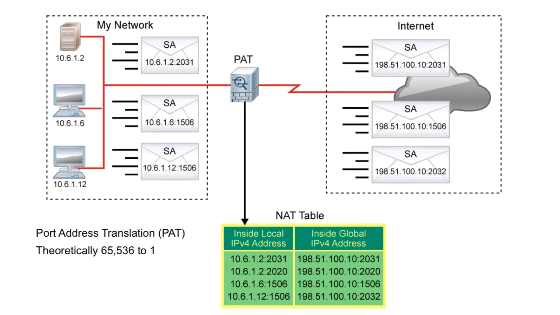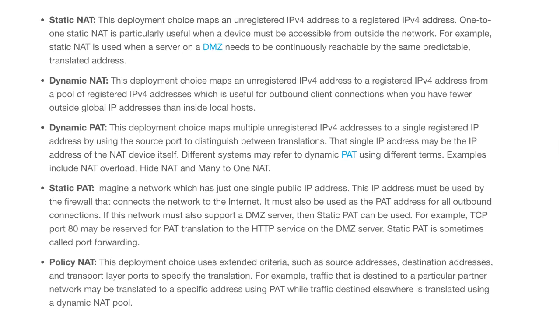NAT requirements will vary from situation to situation. The Cisco ASA supports a variety of NAT deployment modes depending on the requirements. Here you can see 5 unique deployments of NAT. Static NAT maps an unregistered IPv4 address to a registered IPv4 address. One-to-one static NAT is particularly useful when a device must be accessible from the outside of the network.